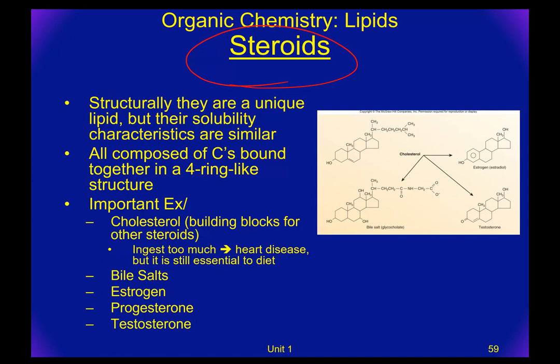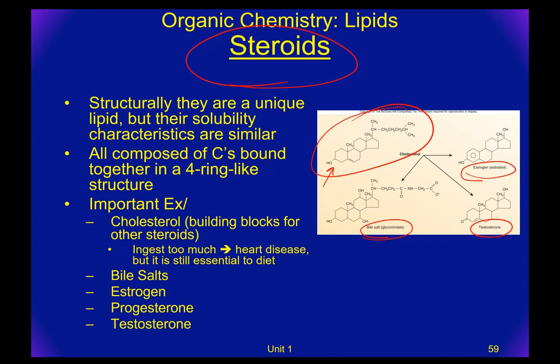Steroids. Structurally, they are a very unique lipid. Every other lipid that we've been talking about is a chain of something. These are rings, okay? The steroids are usually derived from cholesterol. So this is cholesterol, this is bile salt, this is estrogen, this is testosterone. You've got this 4-ring structure.